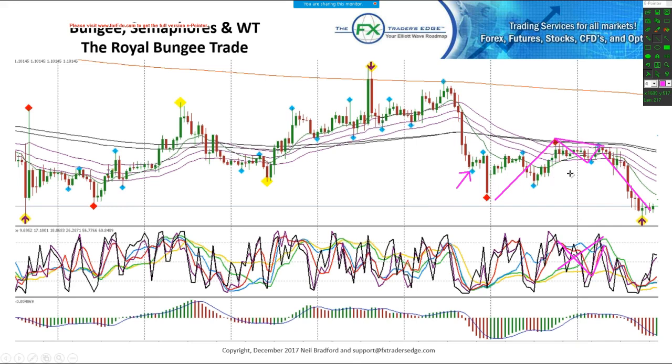And in this case, look, it's supporting what appears to be a breakout 2 type trade. I don't have a wave count on this, but right here, when we come back below the wave and the filter, yeah, it's a breakout 2 type trade. The Royal Bungee trade.